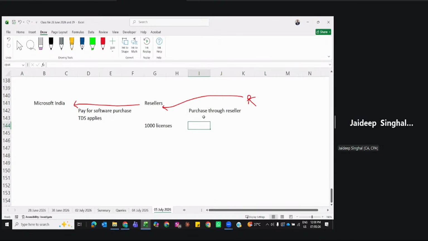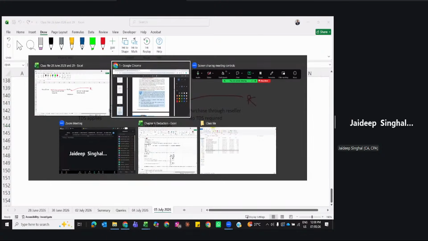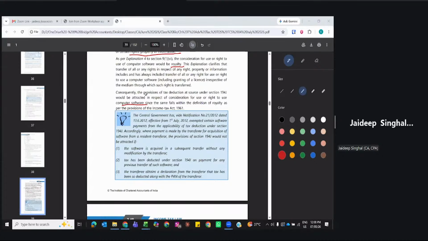Will I need to deduct the TDS? The answer is there is a clarification: no TDS required, because TDS has already been deducted. Ideally, TDS was required, but the circular has said there will be multiple layers of TDS, so TDS is not required here, provided this reseller is not doing any modification in the software.